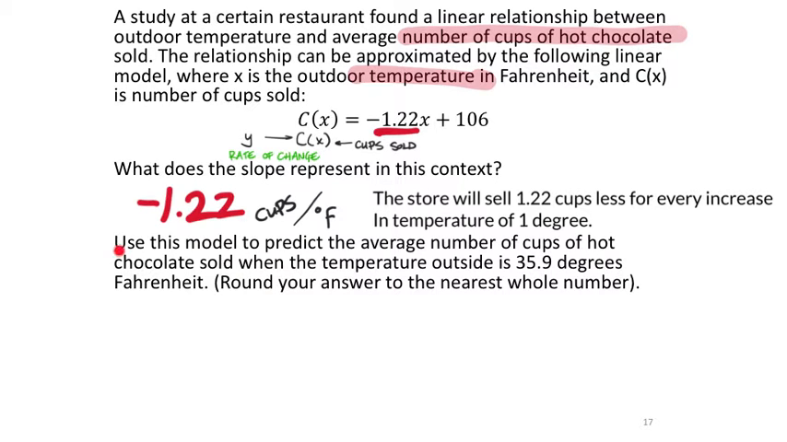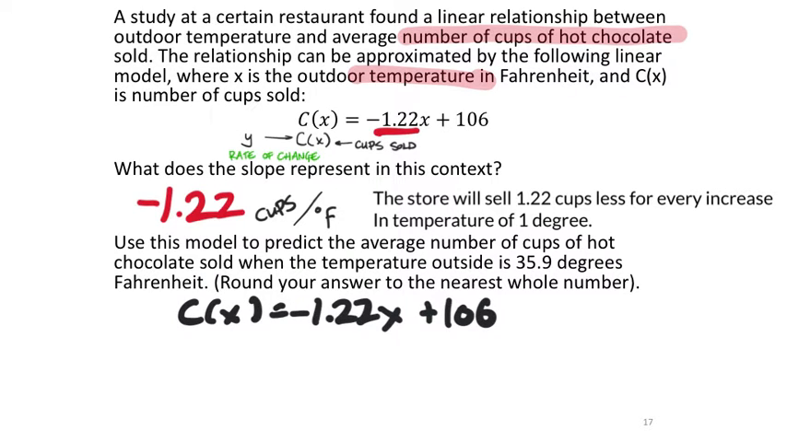Then the final point here: use the model to predict the average number of cups of hot chocolate sold where the temperature outside is 35.9 degrees Fahrenheit, which is the X value, right? X is the outdoor temperature in Fahrenheit. So I'm going to go back and take that original function, c of x, which equals negative 1.22x plus 106. And right here it tells us that we want to see how many cups sold for 35.9 degrees. So I'm going to go into this function. That's an x value, okay? So I'm going to replace my x's with 35.9 degrees. And then after that, it's all calculator work.